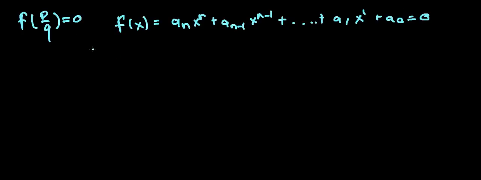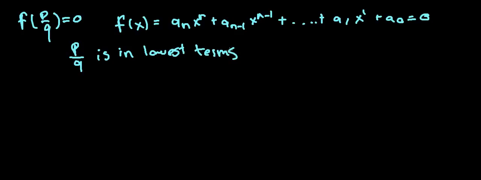And one more thing to note is that p over q is in lowest terms. This may seem obvious to some people because it's a fraction that we always put in lowest terms, but it is a very important part of this proof. All this is saying is that the fraction is in lowest terms. For example, 10 over 2 is not in lowest terms because we can still divide out common factors. So we can factor out a 2 of the top and the bottom, and that will give us 5 over 1.